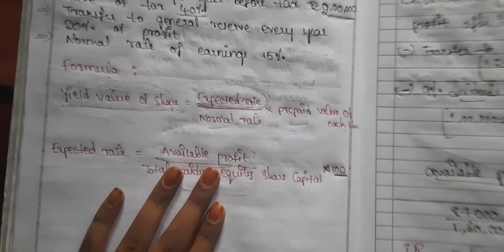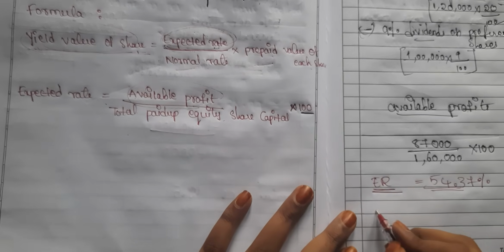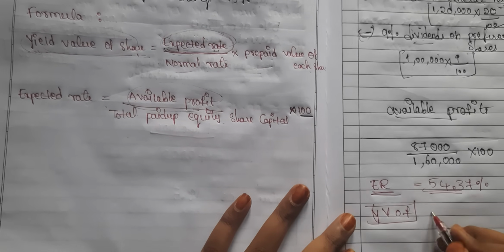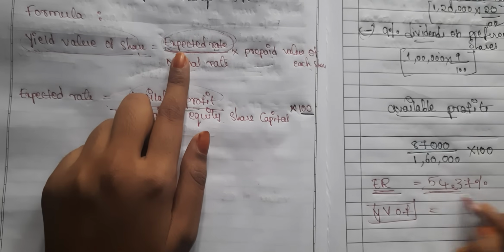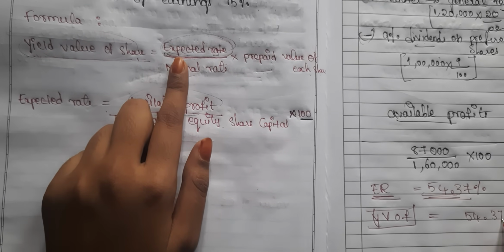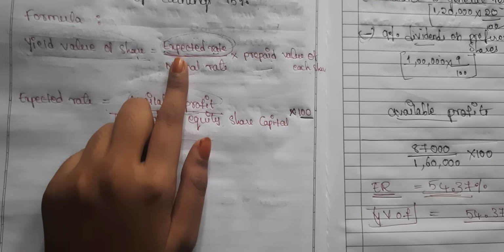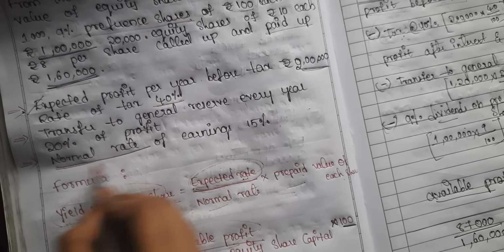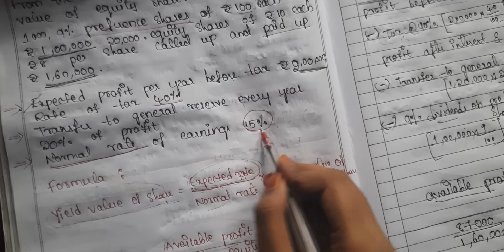Expected rate, how much is the expected rate, ma? Here we are finding the yield value of share. In short form I am writing. Expected rate, how much it is? 54.37, divided by what? Normal rate. How much normal rate they have given you? Normal rate, it is 15.